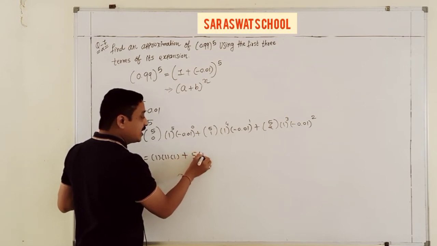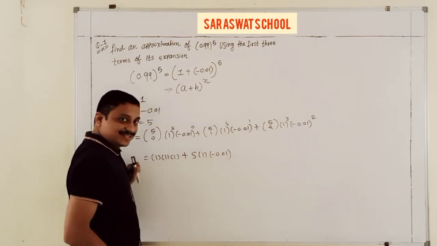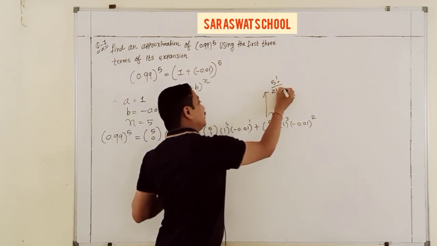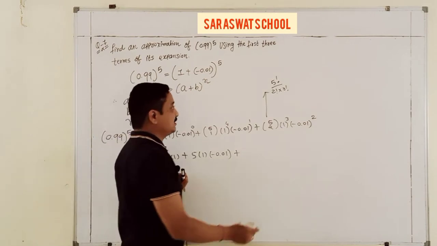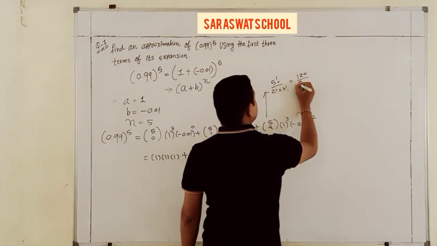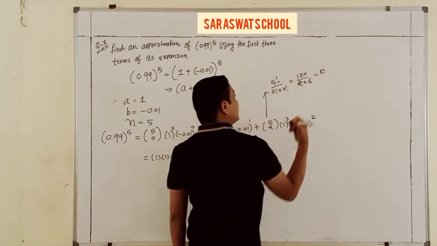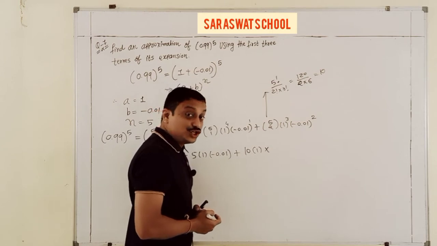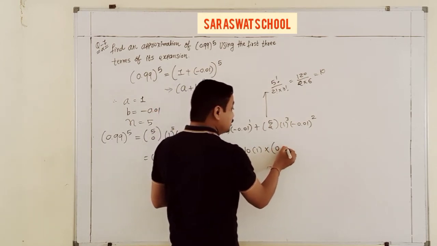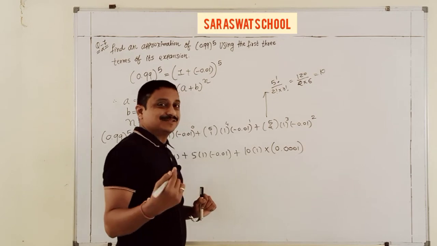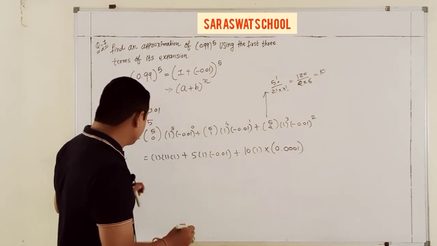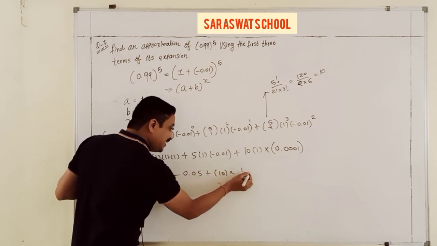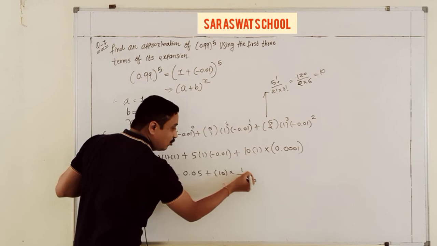5C1 is a 5 minus 0.01 and 5C2, students, you know it is 10. Either you calculate by these formulations. 5 factorial 120, here 2, it is 6. Yes, it become 10. So my value is here 10, 1 and here 0.01 square, 0.0001 minus is plus, total 4 digit that. So you have to here 1 minus 0.05 and it get easy 1, 2, 3 and 4 points.